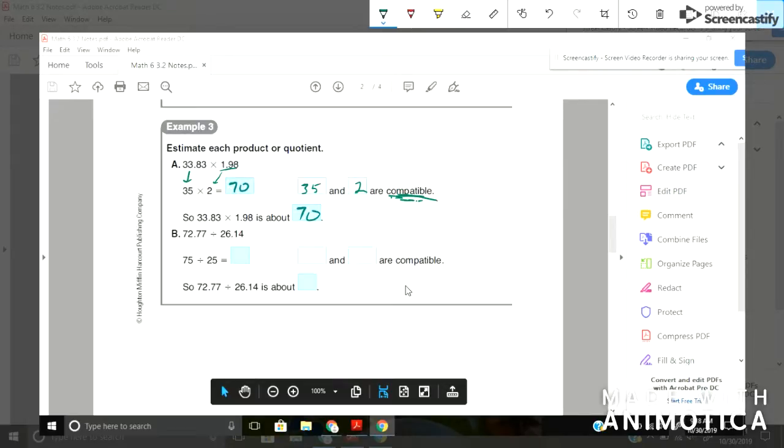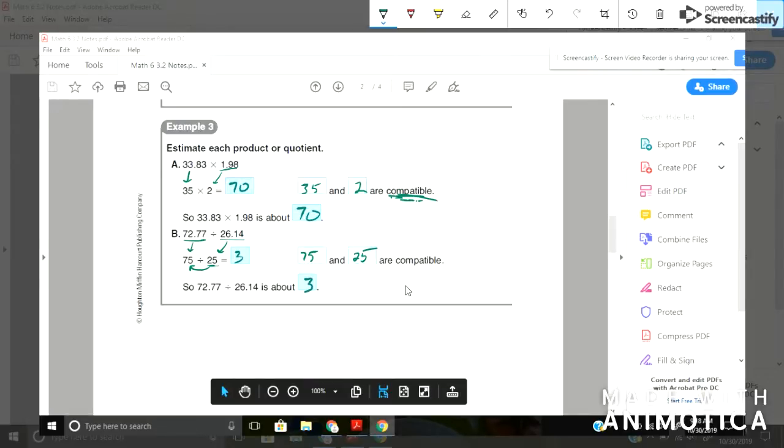Okay. Hopefully you'll see it here as well. It says 72.77 divided by 26.14. Well, 72.77 is really close to 75, and 26 is pretty close to 25. And when you divide these two numbers, they're compatible. You can think about quarters. A quarter is 25 cents. So how many quarters would equal 75 cents? Well, that would be 3. 75 divided by 25 would give us 3. 75 and 25 are definitely compatible. So 72.77 divided by 26.14 is about 3.